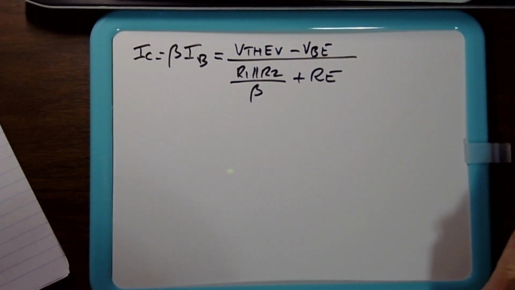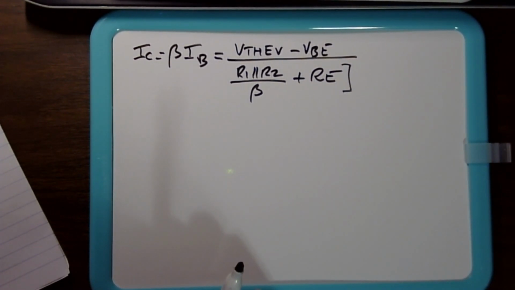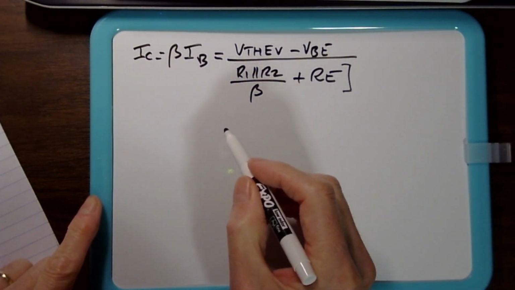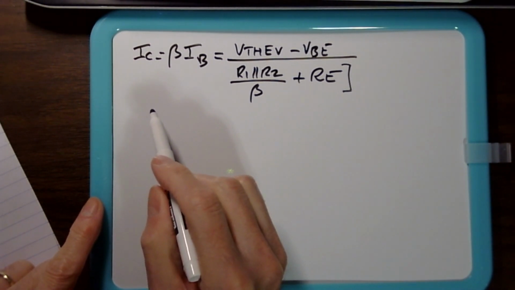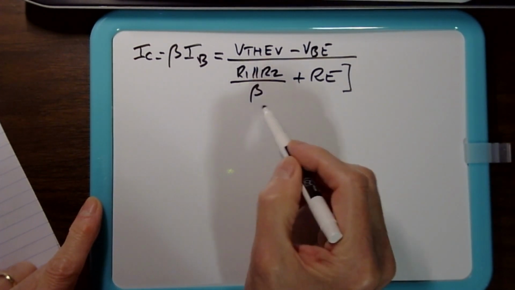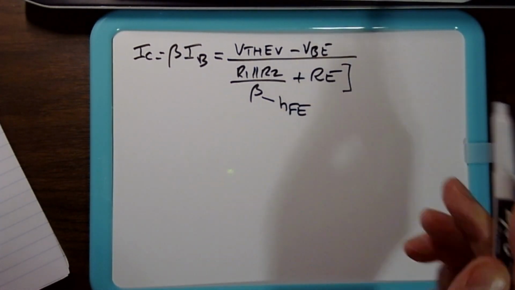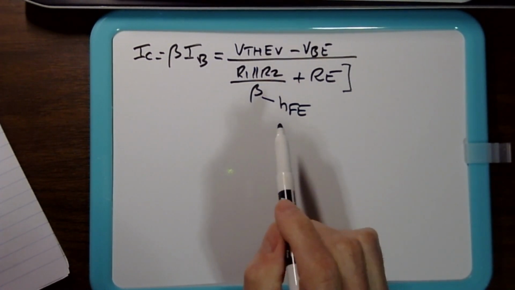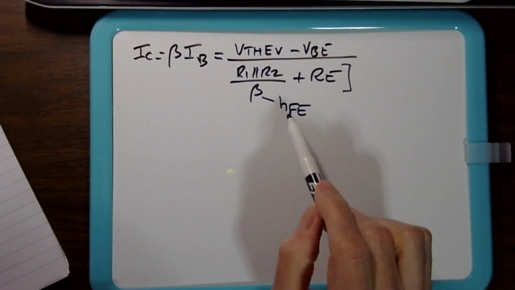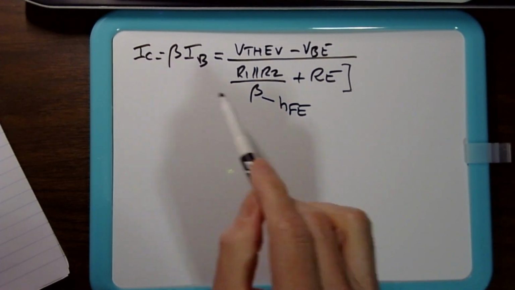Now that's an interesting formula, because now we can make an assumption on this. Let's look at it right now. For IC not to depend too much on beta or HFE, you don't want IC to depend on beta, otherwise all your computations are going to be dependent on beta. And beta is very volatile. Even for the same transistor, it depends on temperature, so it can vary. It could be 100, it could be 150, maybe even 200. So you don't want IC to depend too much on beta.